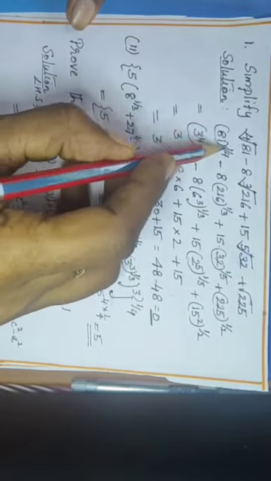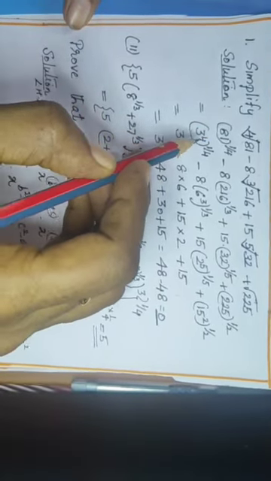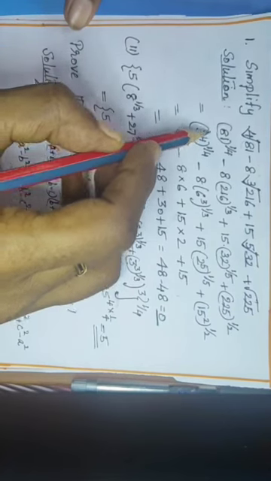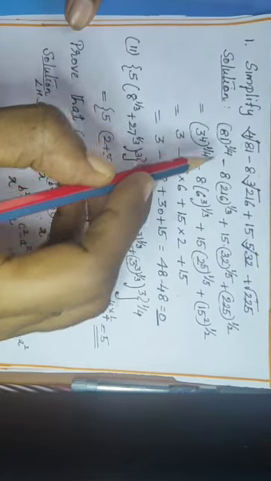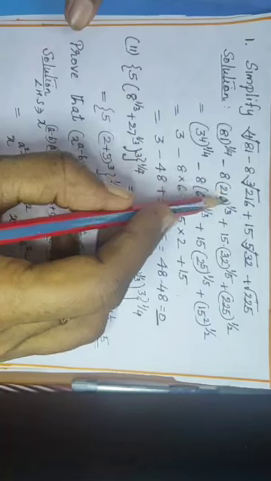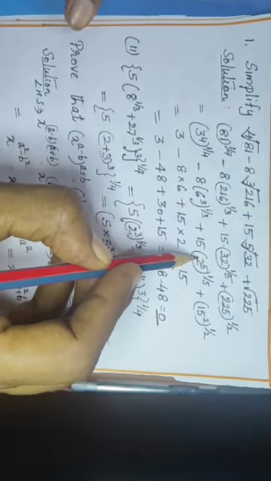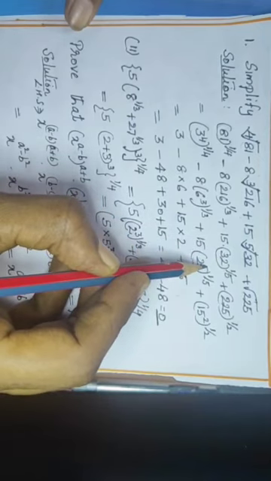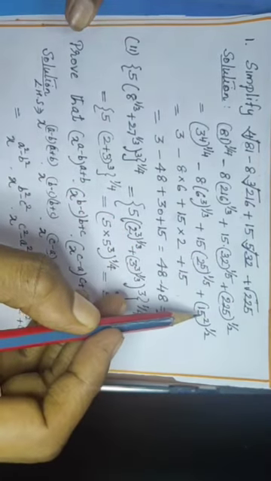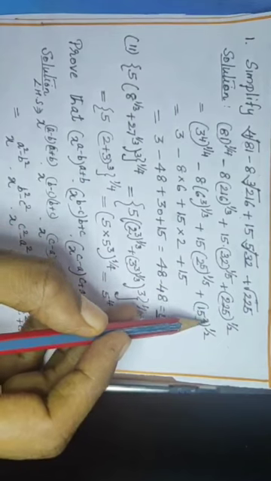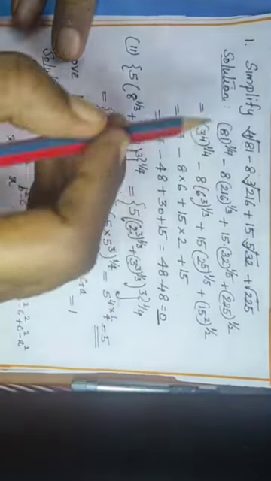This 81, when you prime factorize, you will see that it is 3 raised to 4. So (3^4)^(1/4) minus 8 into 216, which is (6^3)^(1/3), plus 15 into 32, which is (2^5)^(1/5), plus 225, which is (15^2)^(1/2).